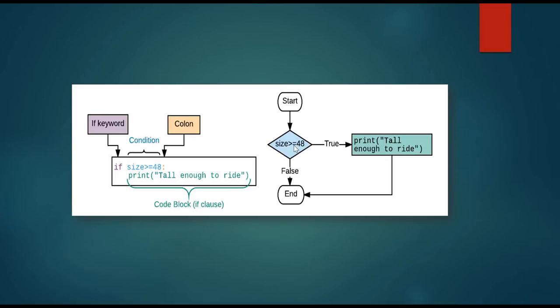If we look at the flowchart, it's very simple. We start our program. It checks whether the size is greater than or equal to 48. If it is true, it prints tall enough to ride. If it is false, it ends. So what if it's false and we want something to happen? What if we wanted to print, sorry, too short, you should come back next year or something like that?